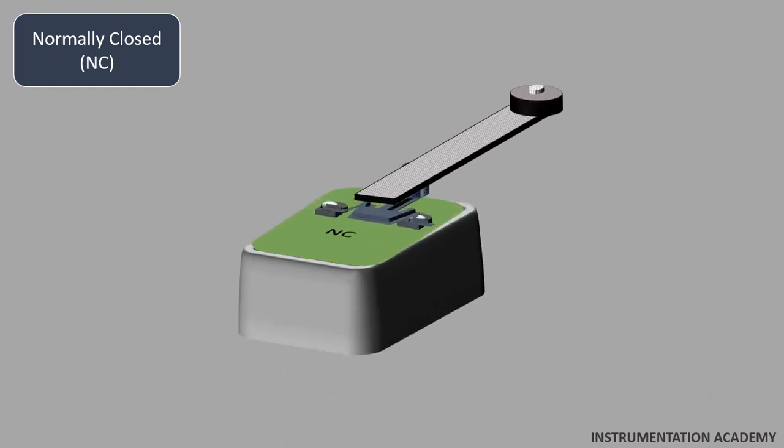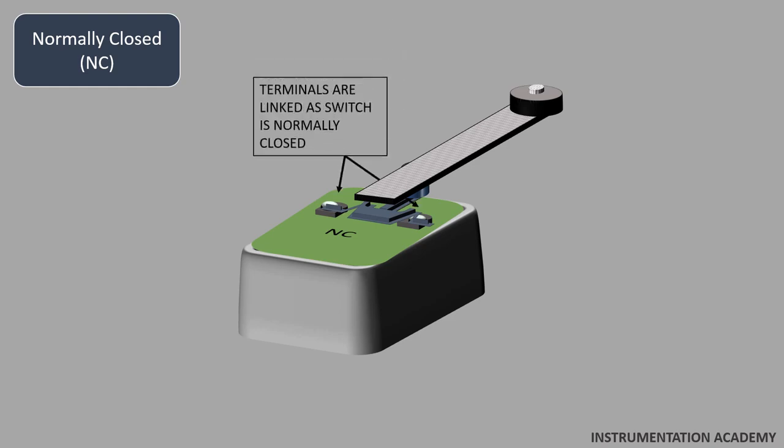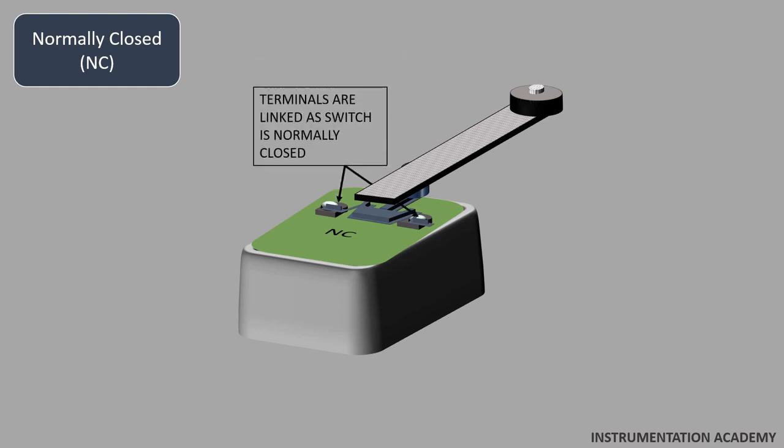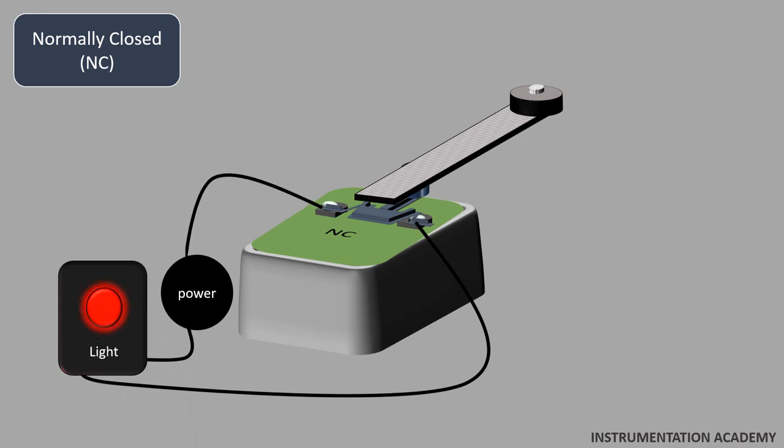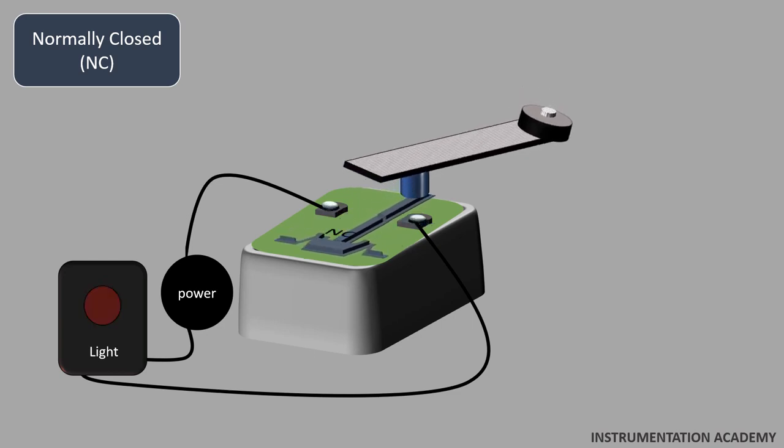Normally closed contact. A normally closed switch works in the opposite manner. In this, the switch contacts are normally closed when the limit switch is not actuated. When it is actuated, the contacts are opened. When the above circuit is connected in normally closed manner, then the red light glows even if the limit switch is not actuated. When it gets actuated, the light is switched off.